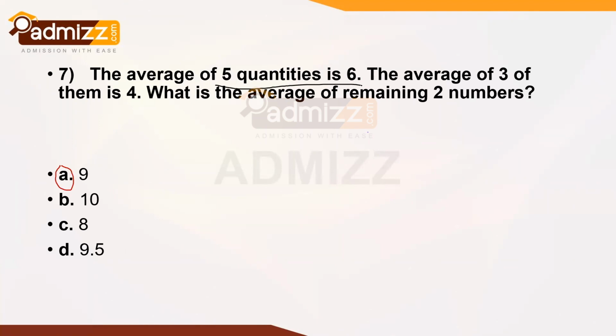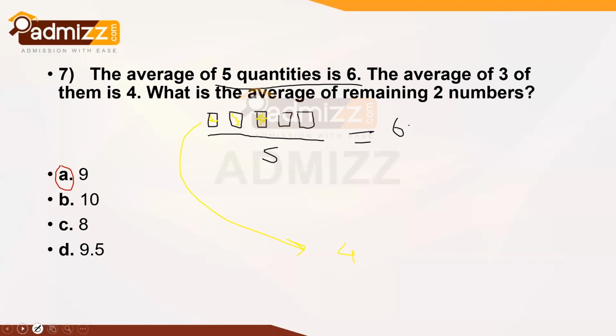The average of 5 quantities is 6. So we have some 5 quantities, the denominator will be 5 and the average is 6. Now what we are given is that the average of 3 of them is 4. So there are 5 of them here: 1, 2, 3, 4, and 5. The average of these 3, let's say the ones highlighted in yellow, is given as 4.